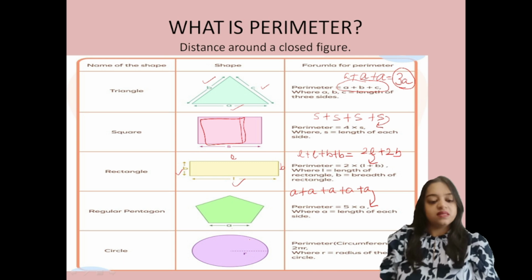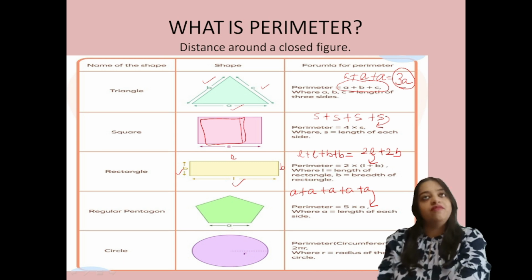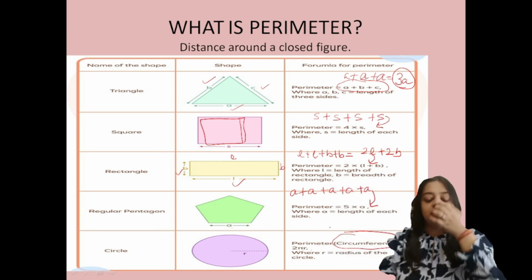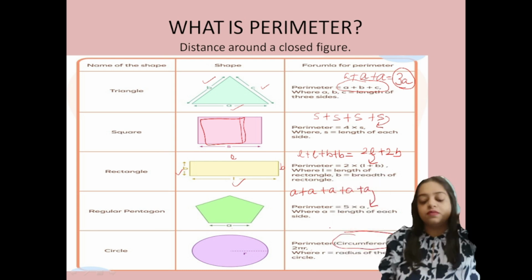Next is circle. For circle also you have done in your class 7. So circle is a, you can see, perimeter of circle को हम specially name करते हैं circumference, right? So formula for circumference of circle is 2 pi r, where r is the radius of the circle. ठीक है, let's learn now something about this pi.